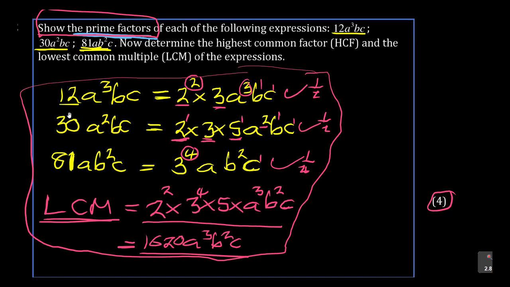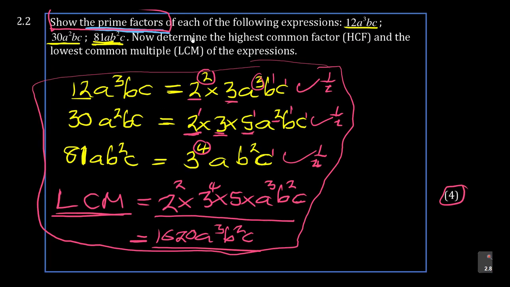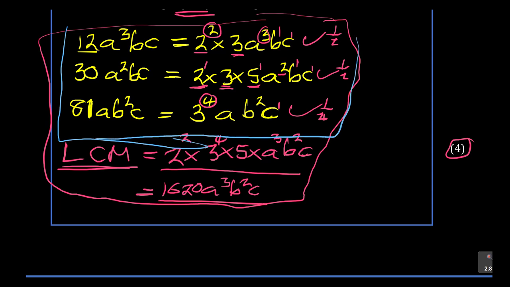Now, if they say, with the same answer here, now determine the highest common factor and the lowest common multiple. So we just found LCM. Let's find HCF. It's not difficult. You use the same concept. The answer is still here. When they say convert this into prime factors, you are using it to answer number one, LCM. Now you're going to answer with it the HCF.